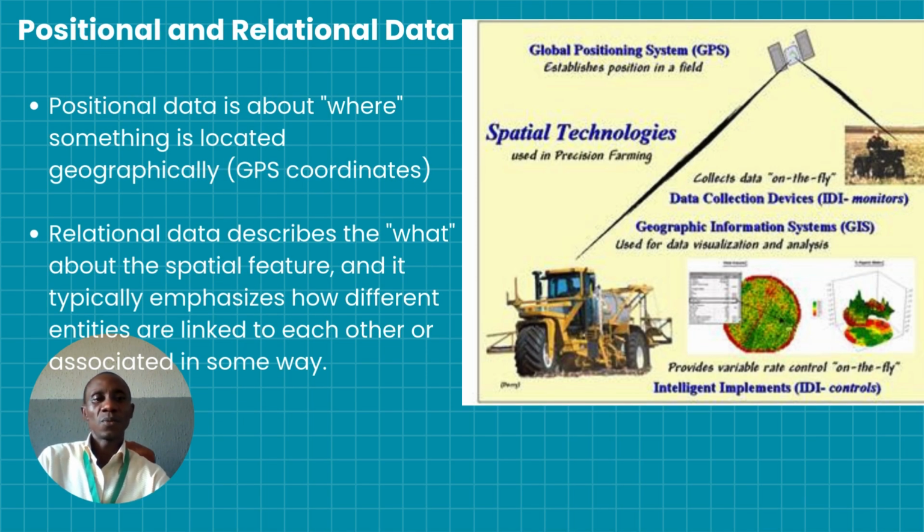Just before we end, we have positional and relational data. This is geographic information: what is where, and how are those things there? How do you use it to manage situations? So, positional data is about where something is located, the exact location of it. And then relational data describes how the spatial features we're talking about are linked to each other.